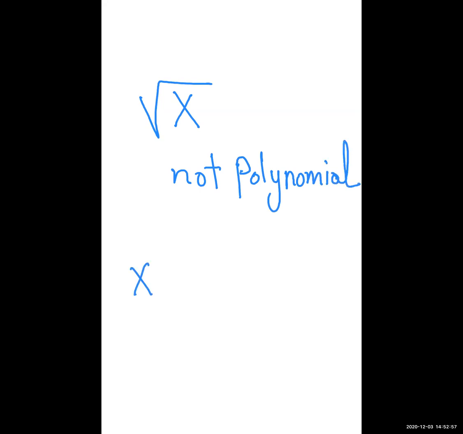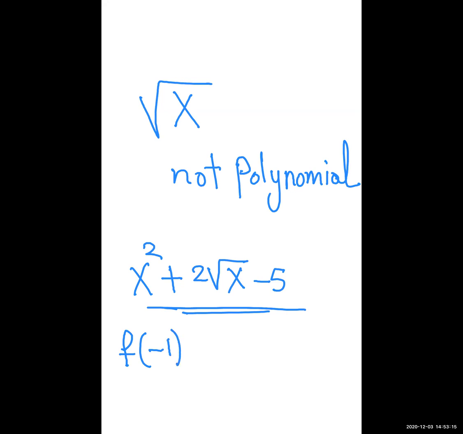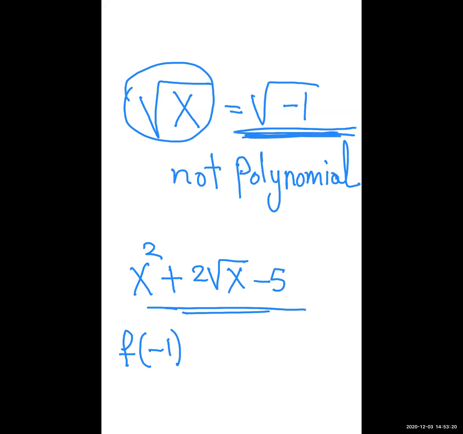So if it's like this, x squared plus 2 square root of x minus 5, this one is actually not a polynomial. Why not? Because if I want to get f of -1, it will equal a square root of -1. Do we have a value for the square root of a negative? No. So if there is a square root of the variable, x or y or whatever, it is not a polynomial.